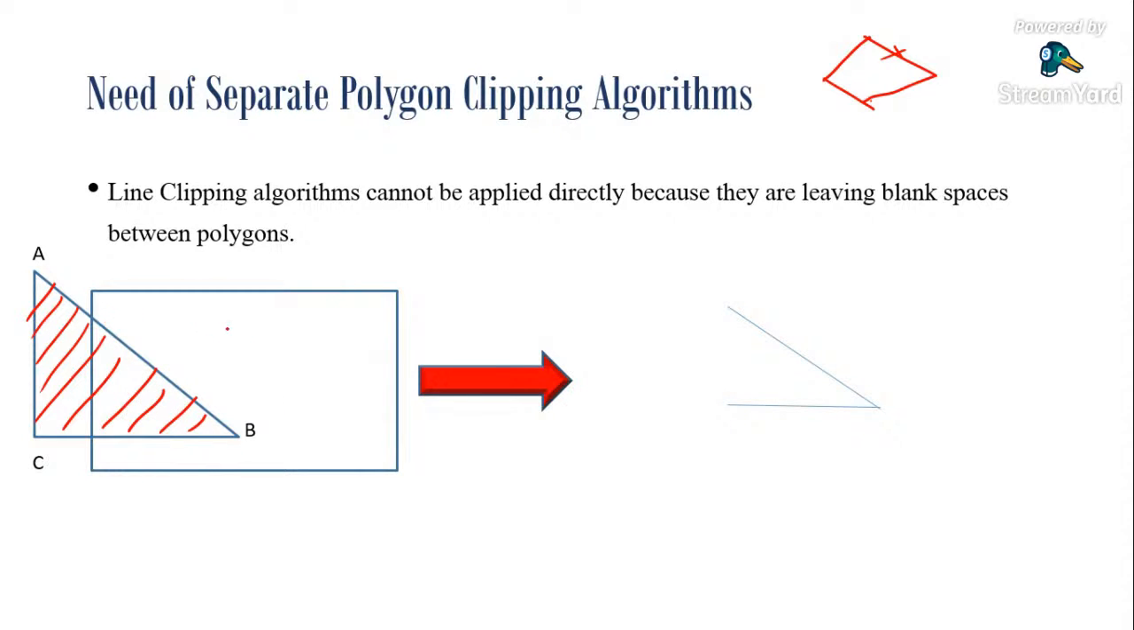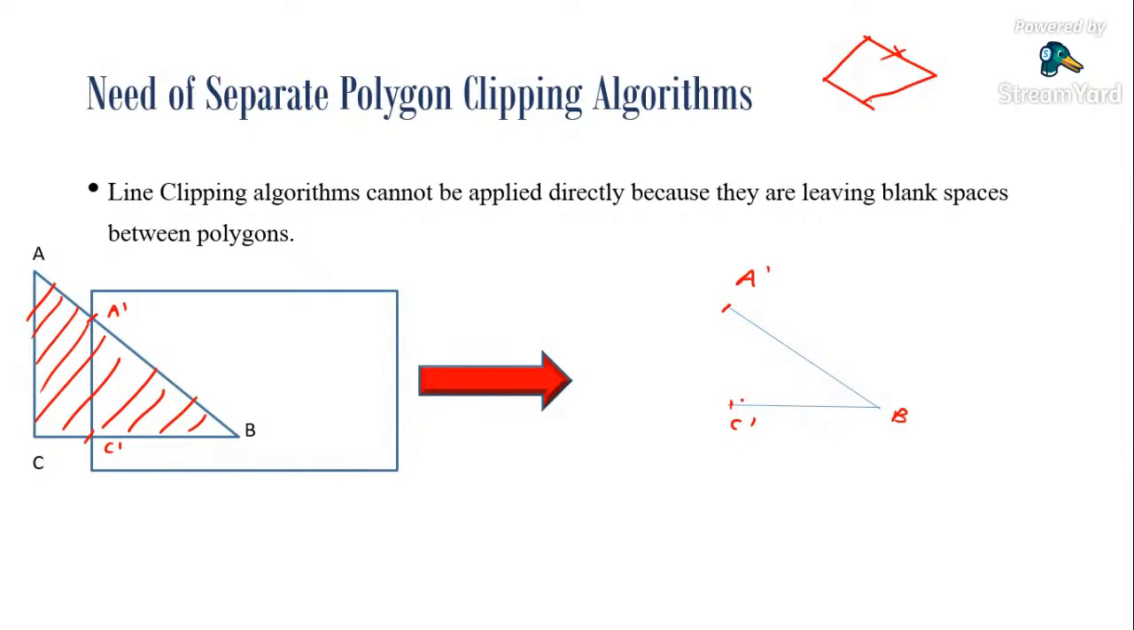If you apply a line clipping algorithm, then what will happen? The AB line is clipped somewhere, so you can say here it is A dash, so you will get A dash as output, then B you will get, then the CB line will be clipped somewhere as C dash, so you will get C dash, correct? And the line AC is outside, so it will be discarded, and because of that you will get A dash, B, C dash as output.